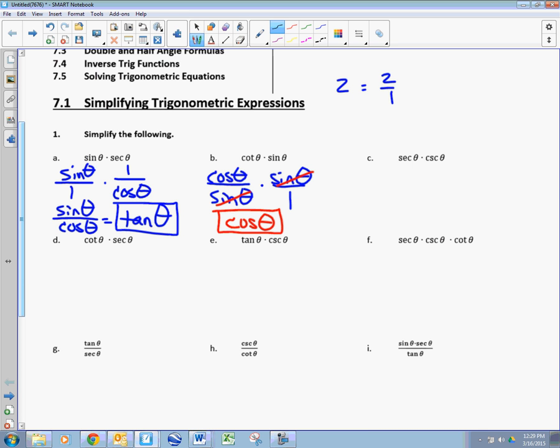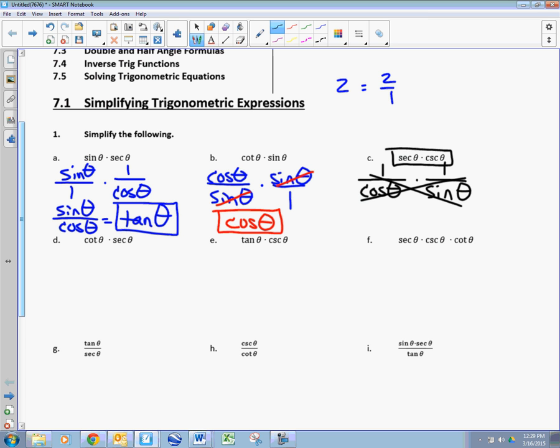I can change secant and cosecant. Secant is 1 over cosine. Cosecant is 1 over sine. Does anything cancel? Nothing cancels. Is there anything that says cosine times sine is something special? No. So the fact of the matter is that this doesn't simplify at all. That is its most simple form. Its simplest form, excuse me.